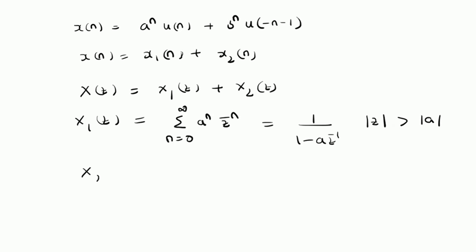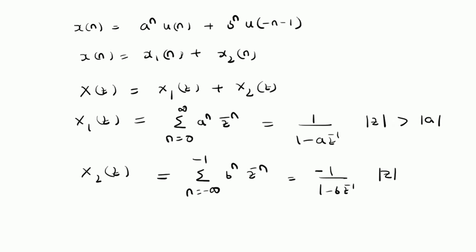Now for the anti-causal component, x2 of z is given by the summation from n equals minus infinity to minus 1 of b^n z^(-n). We have learned in a previous video that the Z transform of minus b^n u of minus n minus 1 is given by 1 by 1 minus b z inverse. Since we don't have a minus here, there will be a minus here. That means the Z transform of b^n u of minus n minus 1 is minus of 1 by 1 minus b z inverse. And of course, the ROC is the region bounded by a circle of radius absolute value of b.